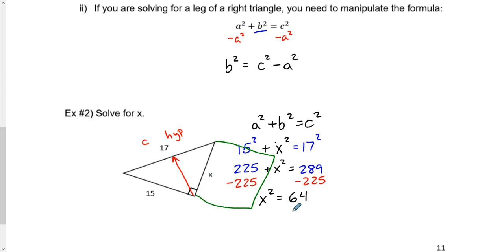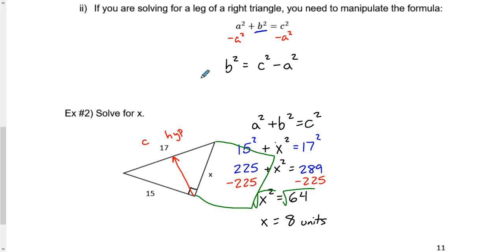So if 64 is the area, we need to know what the side length is. Well, that means we're taking the square root. So x would be 8 units. So this is a 15, 8, 17 triangle.